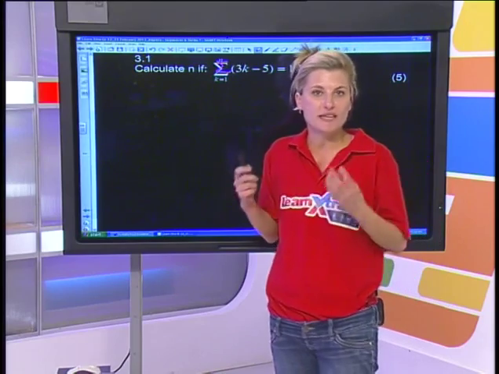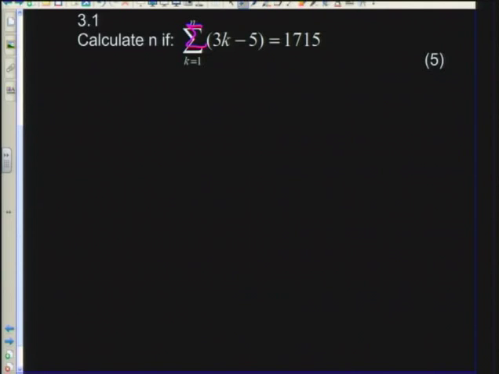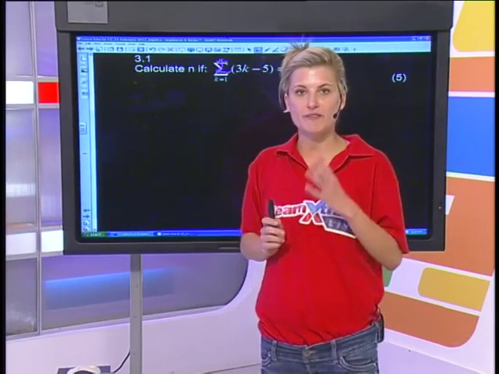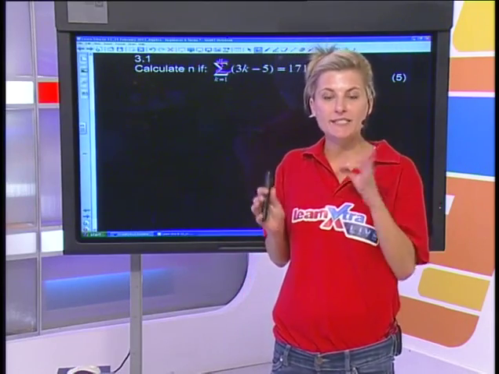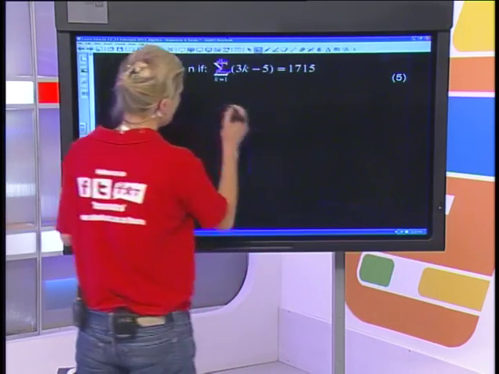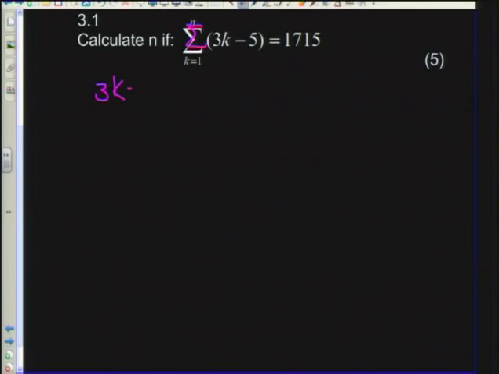How many terms must I add together before I get an answer of 1,715? Now, before you can start worrying about the sum, the first thing you have to do is expand so that you've got your first 3 terms. So this is what I'm going to do. My little formula says 3k minus 5.